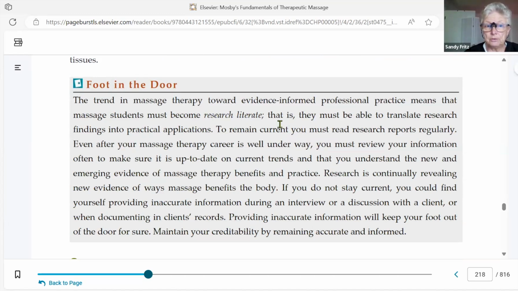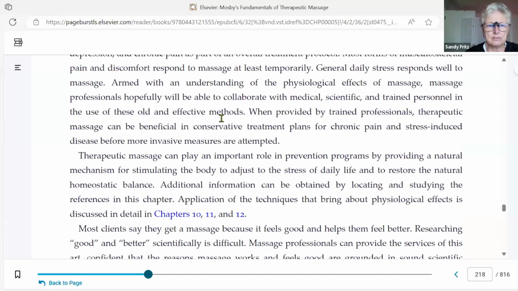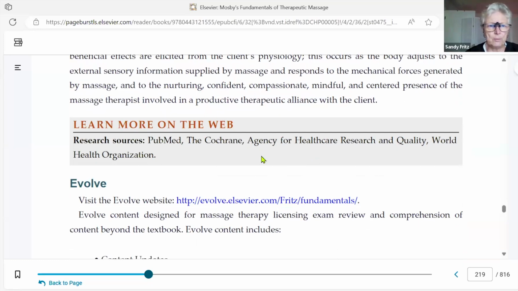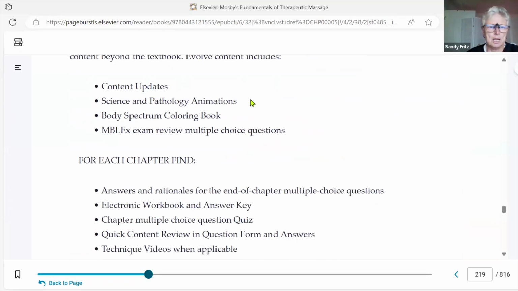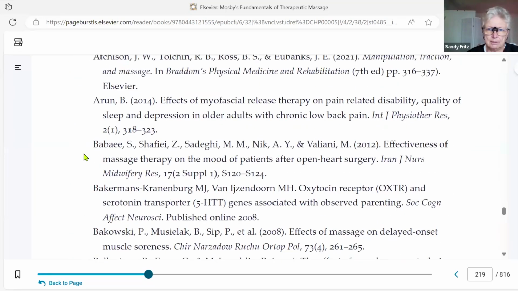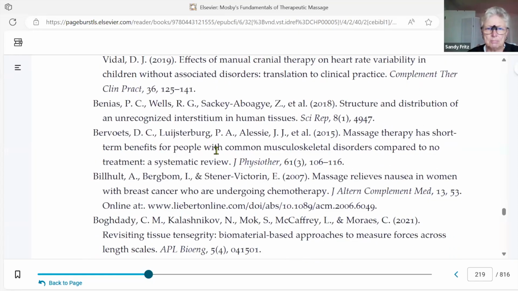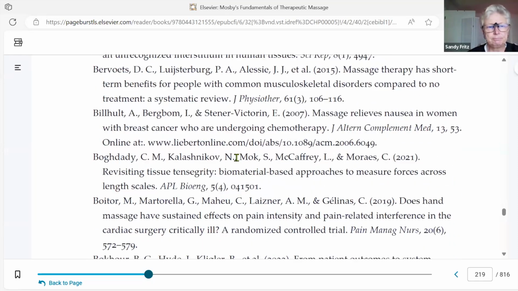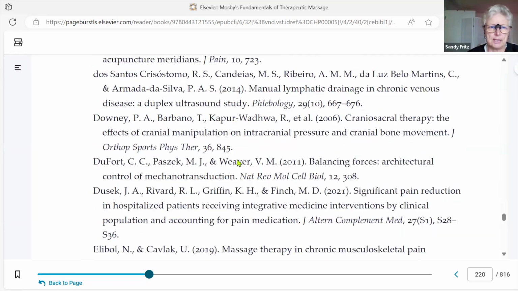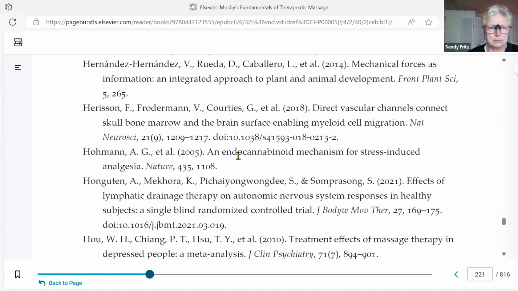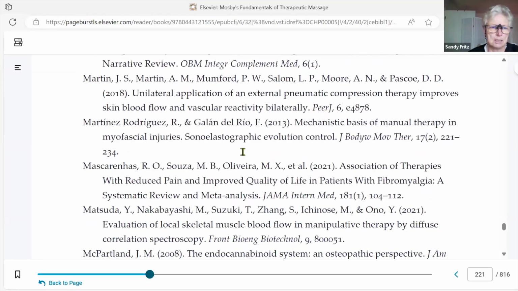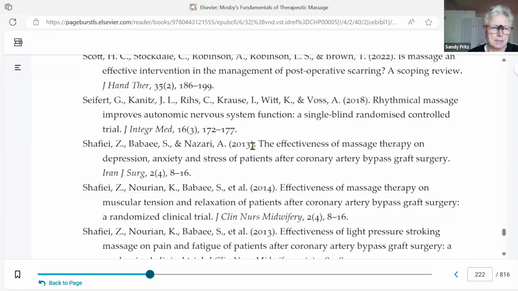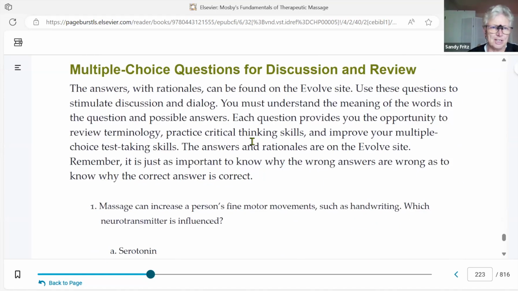So then we get to our foot in the door, ta-da, and our summary, and our learn more on the web, and there's links also on the Evolve site, and our referencing, and double check me, check it out. Go ahead and copy and paste this into PubMed. Lots of research here. Look at that. Well done, Sandy and Luke. Well done. And eventually we'll get to our multiple choice questions for discussion and review. Okay.